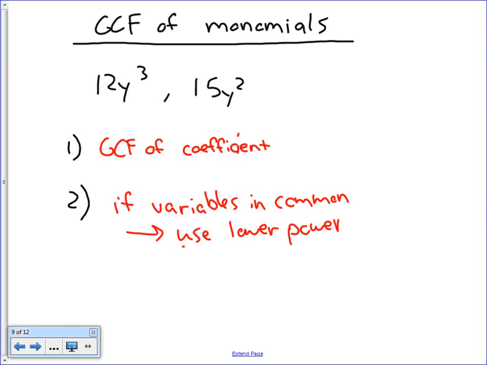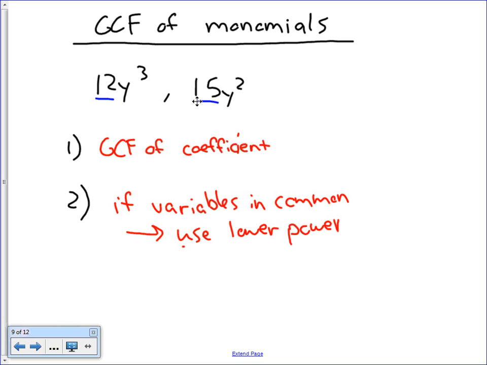All right, so the next topic I'm going to talk about is the greatest common factor of monomials. Monomials are a product of variables or certain numbers together, as we have 12y to the third and 15y squared. And what we do to find the greatest common factor of these is, step one, we need to find the greatest common factor of the coefficients.